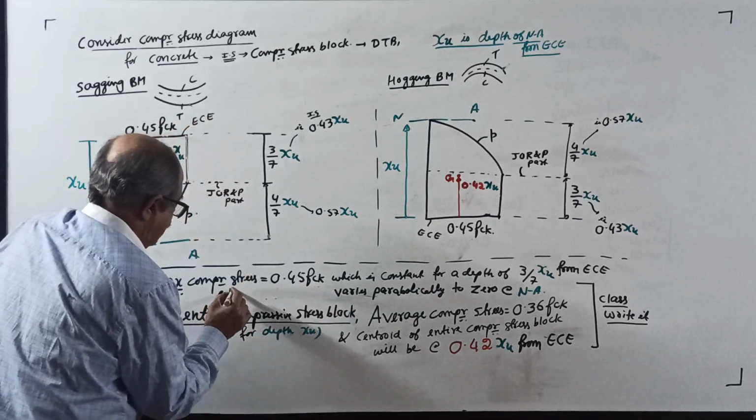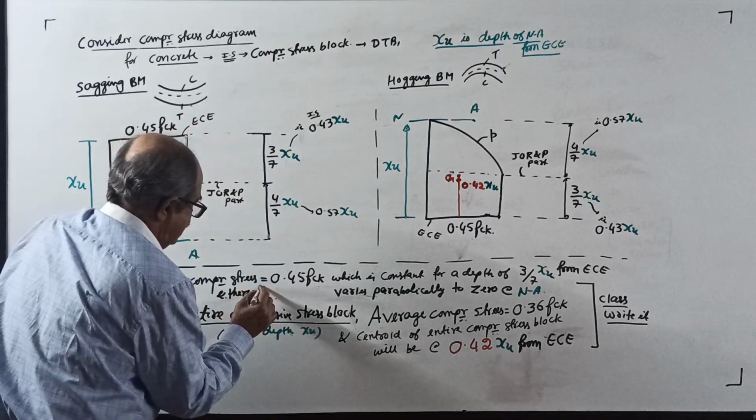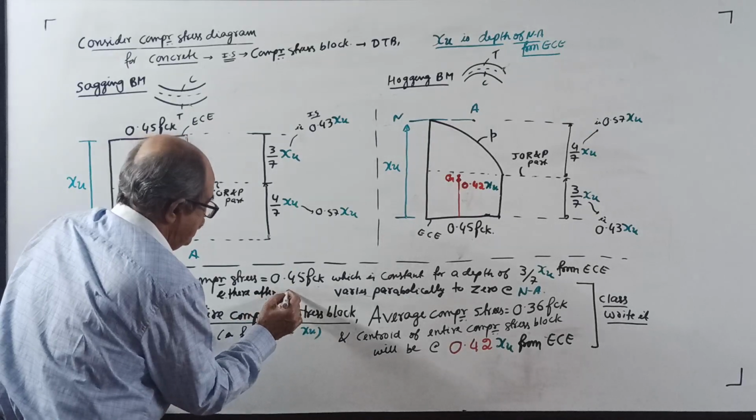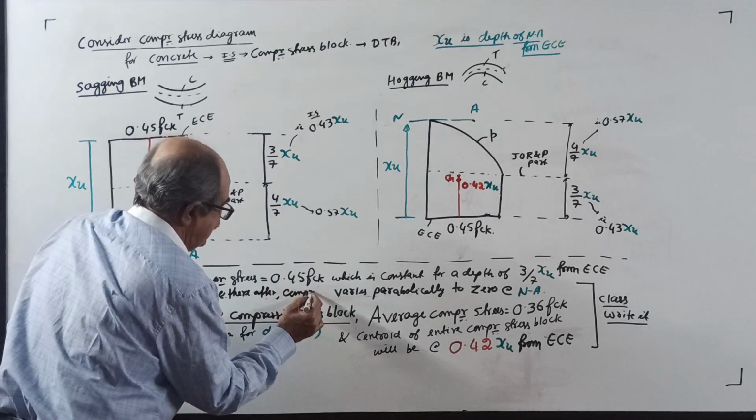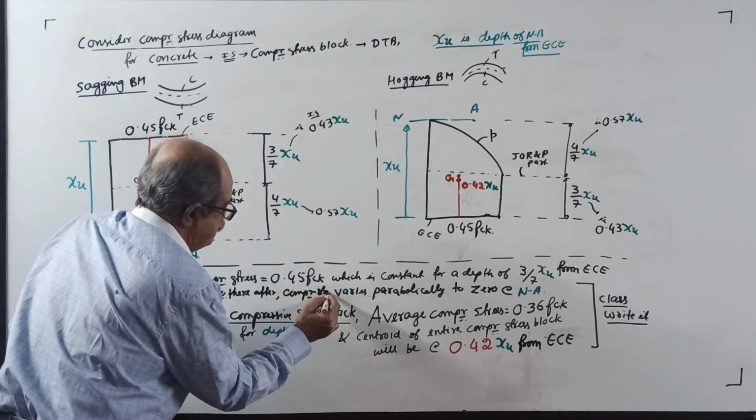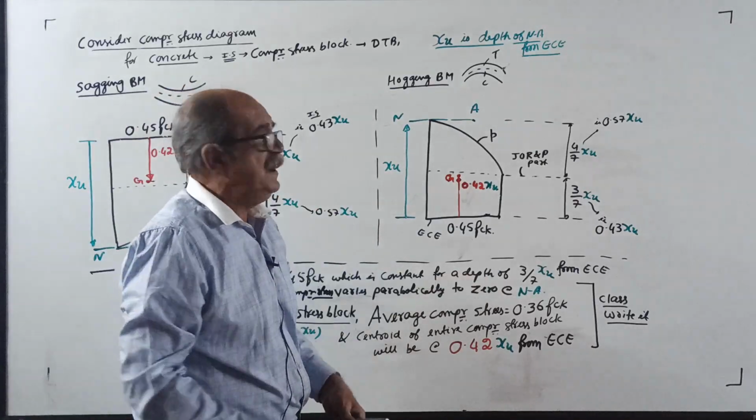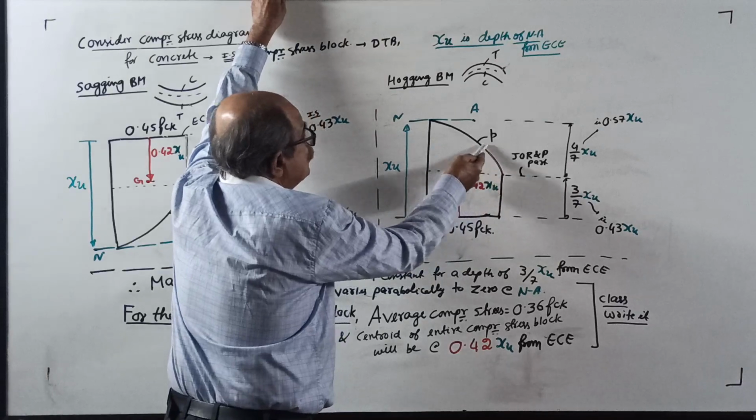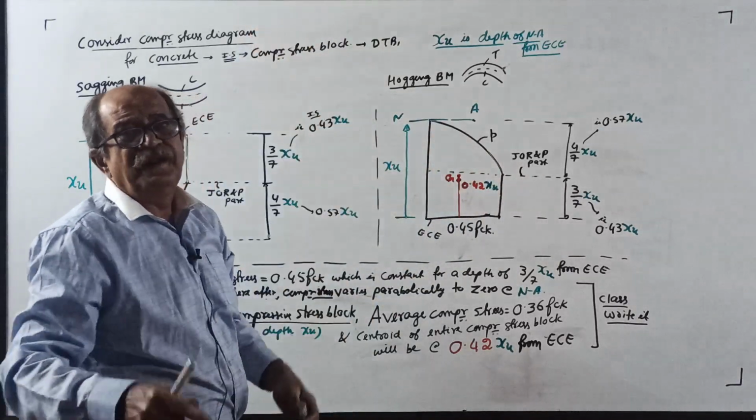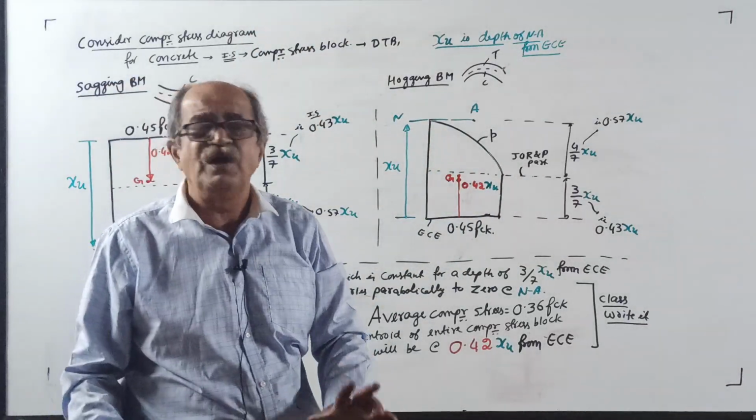And thereafter, compressive stress. Okay. Compressive stress varies parabolically to 0 at the neutral axis. This is proposed by the IS code. In the regular class, I thoroughly told the reason for this one.